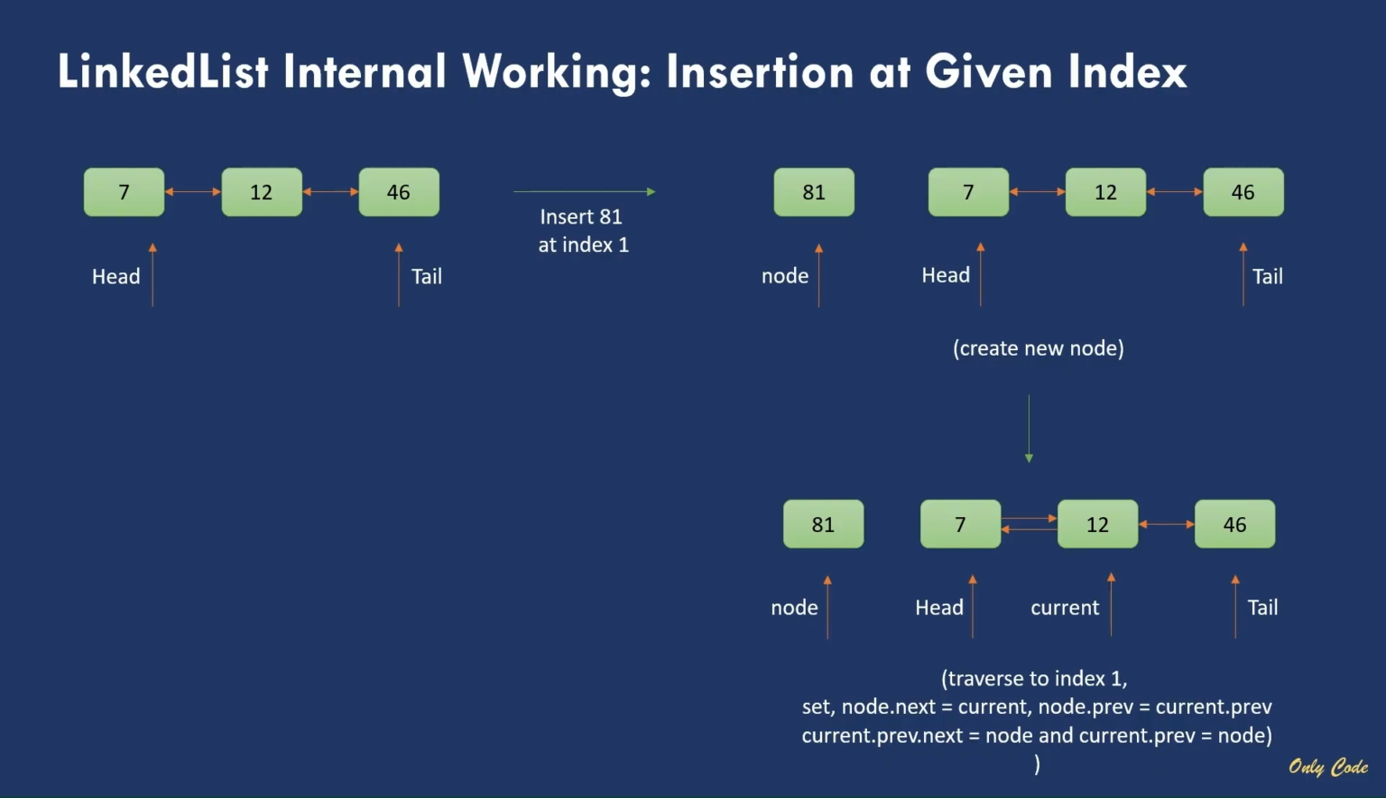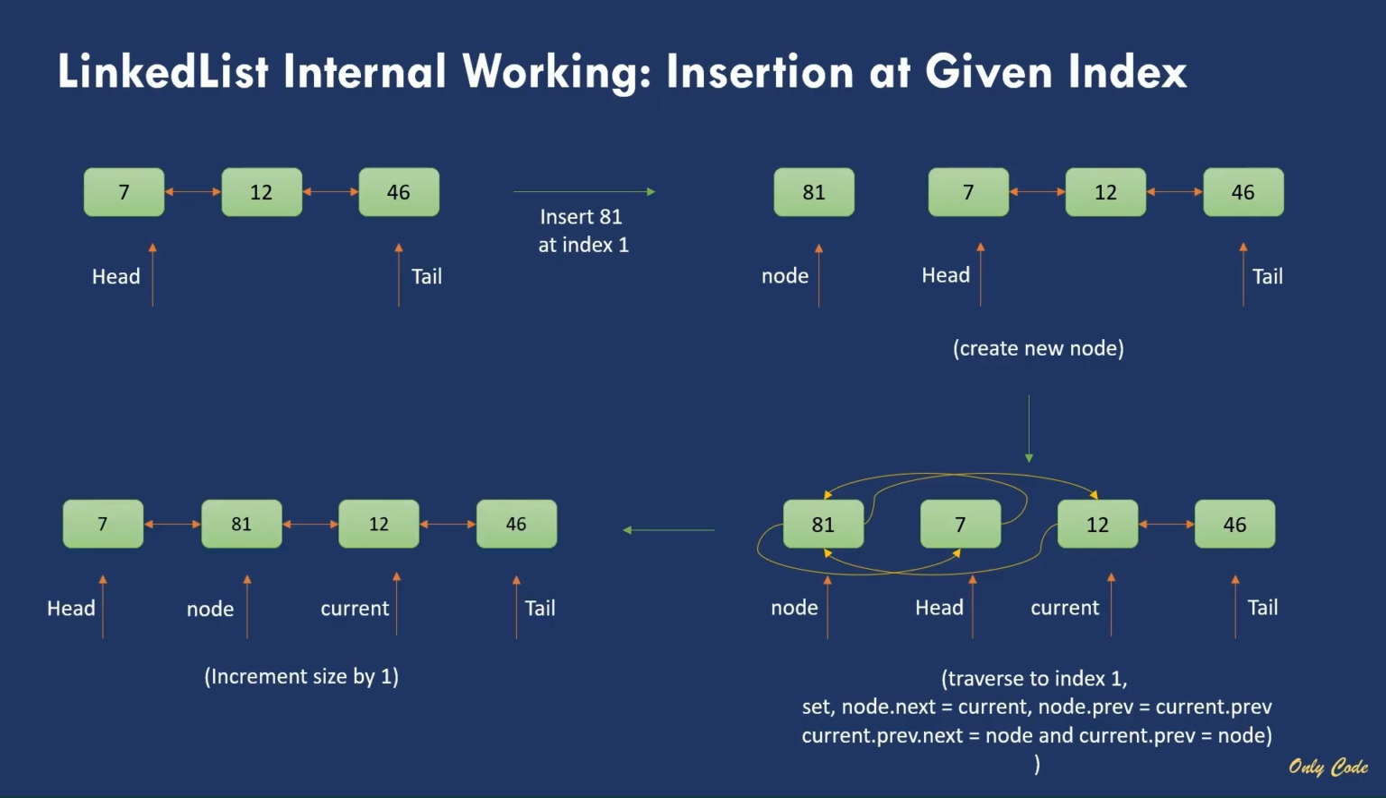Set node.next to current, node.previous to current.previous, current.previous.next to node, and current.previous to node, rearranging the nodes for better visual perception. Finally, we increment the list size by 1. The time complexity of this operation is big O of n, where n is the number of nodes traversed to reach the target index.